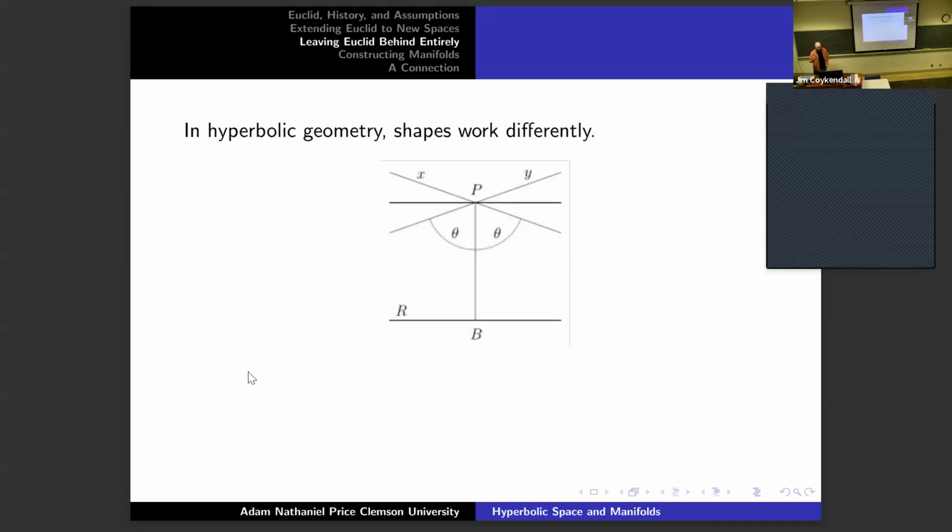Now, in hyperbolic geometry, shapes work differently. I'm going to try to go through a bit of a geometric example. In usual Euclidean space, if you have a line, let's say that I have some sort of starting point, and I want to leave this line at a right angle, go straight up. Then we have our parallel line here, and now we want to talk about the collection of paths that would eventually take us back to this line.